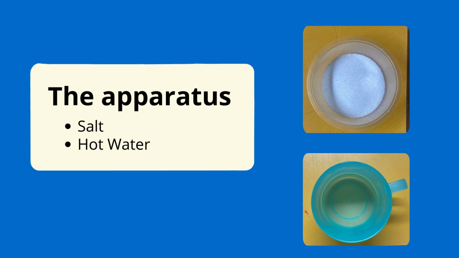We use only two main items in the making of sodium chloride salt crystals. The first one is salt, the key ingredient for our solution. Second is hot water, used to dissolve the salt effectively and speed up the process. This simple apparatus was sufficient to carry out the process and demonstrate the face-centered cubic arrangement of salt.